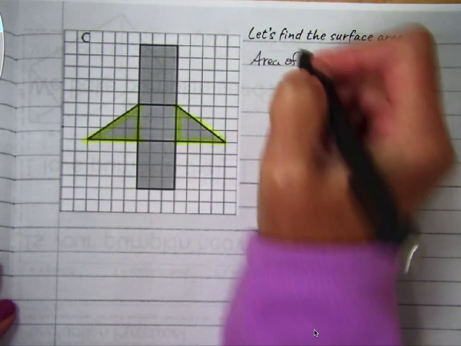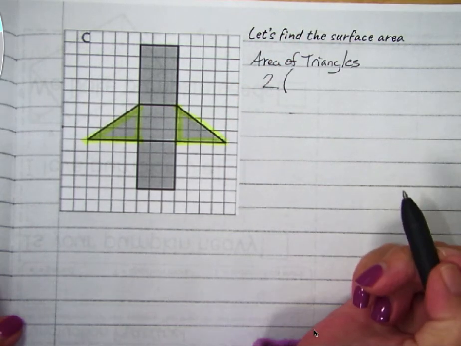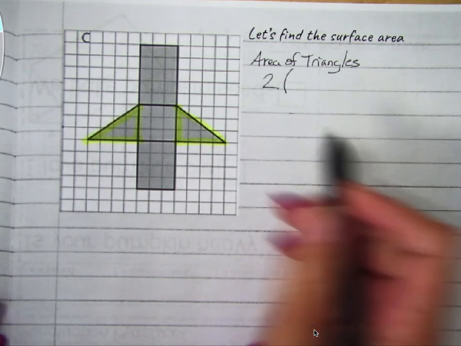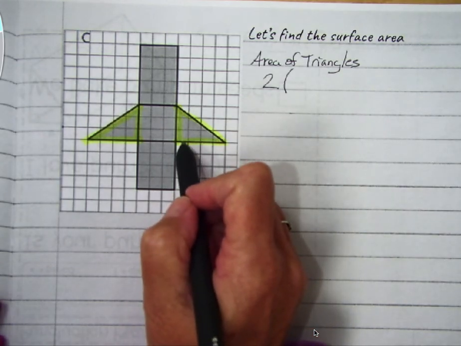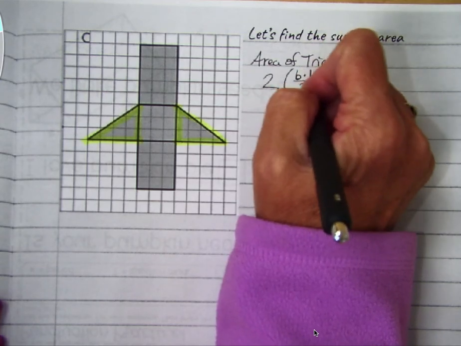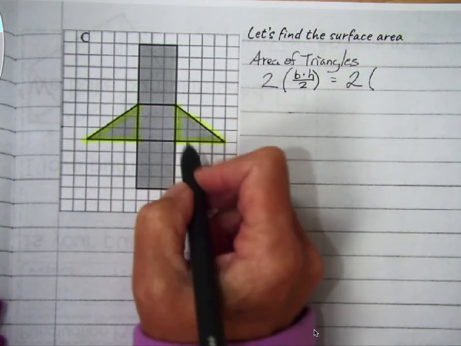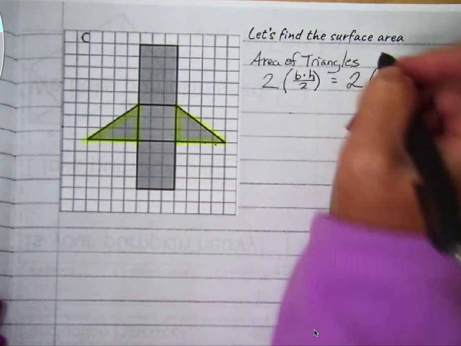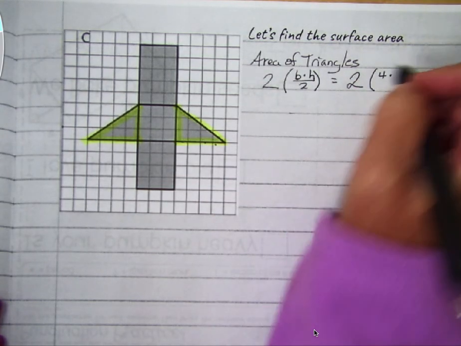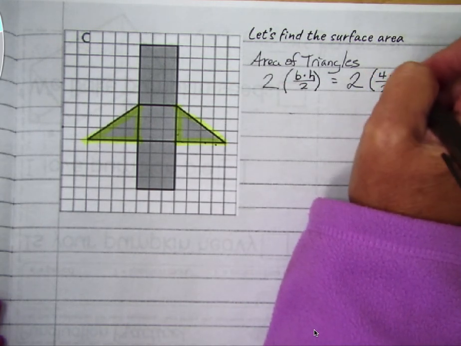We've got two of them that are identical. So 2 times, the formula for area of a triangle is base times height divided by 2. Base times height divided by 2. So now I have 2 times the base of this triangle is 4. The height of this triangle is 3, divided by 2.